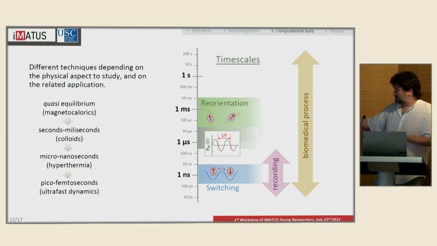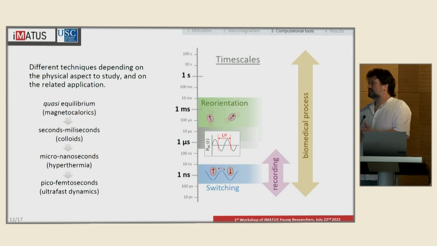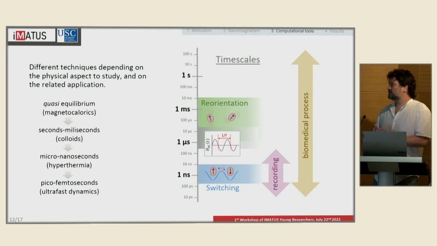So we need to deal with quasi-equilibrium properties, like magnetocalorics, if we want, for example, to use standard zero field cool techniques. We need to go to seconds or milliseconds time scales if we want to understand the colloidal evolution over time. Of course, for hyperthermia, we need to go to hundreds of kilohertz.